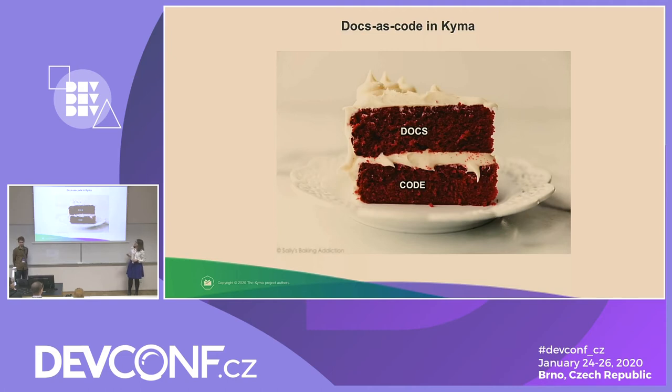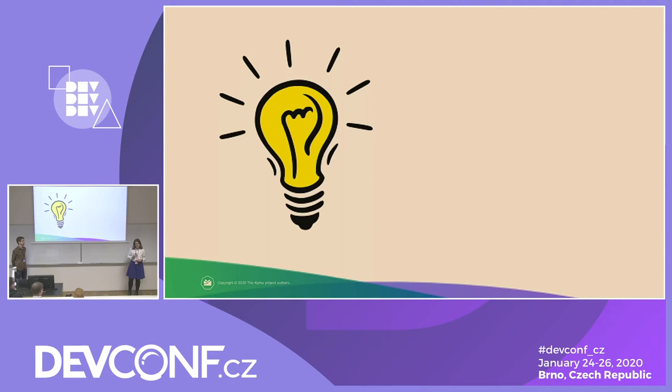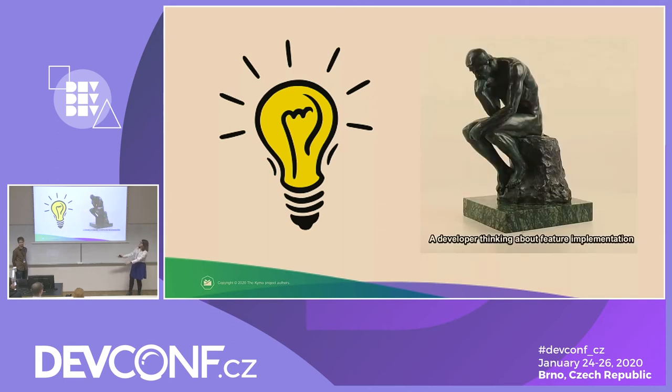And now let's explore a little bit the docs as code approach. How is it utilized? So it all starts with this bright idea. We've got our requirements for our feature. Let's say we have this new Kima component. That's our feature, right? Developers think hard about the feature implementation, and there are the people that want to contribute to the documentation as well. So we've got our code on one side and documentation on the other side.